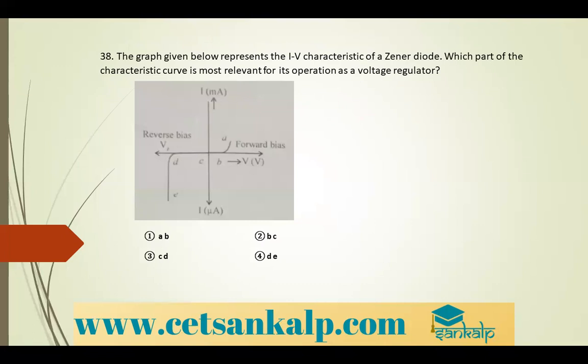Next, the graph given below represents the IV characteristics of Xenodron. Which part of the characteristic curve is most relevant for its operation as a voltage regulator? The one thing you have to remember, for voltage regulator, we need constant voltage. The voltage should be constant. So the DE part is most relevant for this operation.